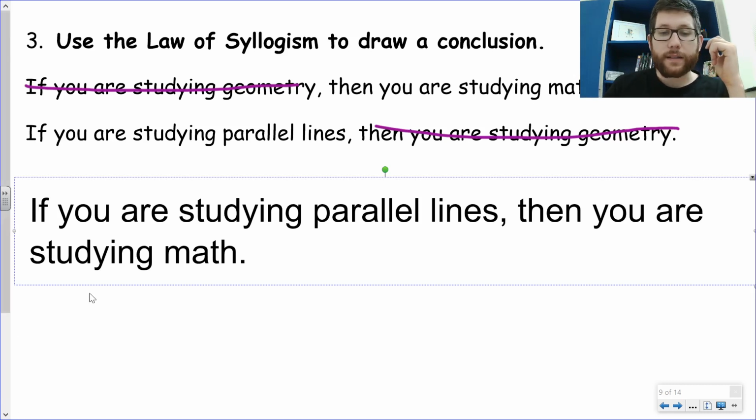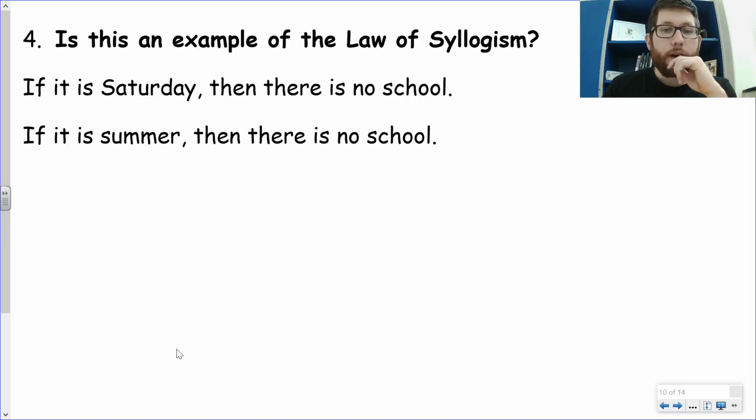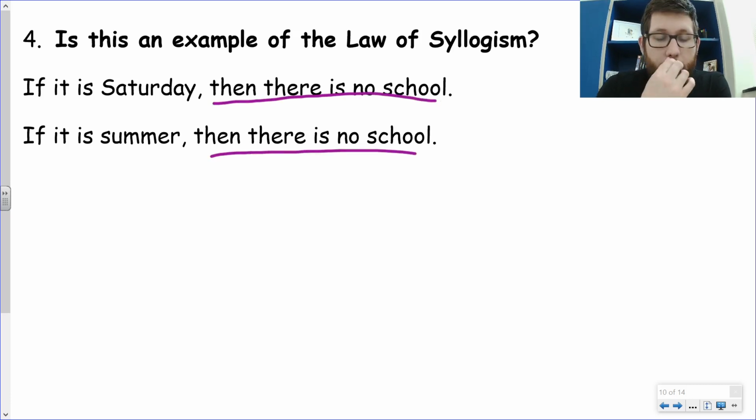Let's look at one last example. Is this an example of the law of syllogism? If it's Saturday, then there is no school. If it's summer, then there is no school. What 2 parts do I have in common? There's no school, there's no school. Okay? But notice they're both conclusions. They're both at the end of my statements. So this is not an example of the law of syllogism. Okay? This is not an example.